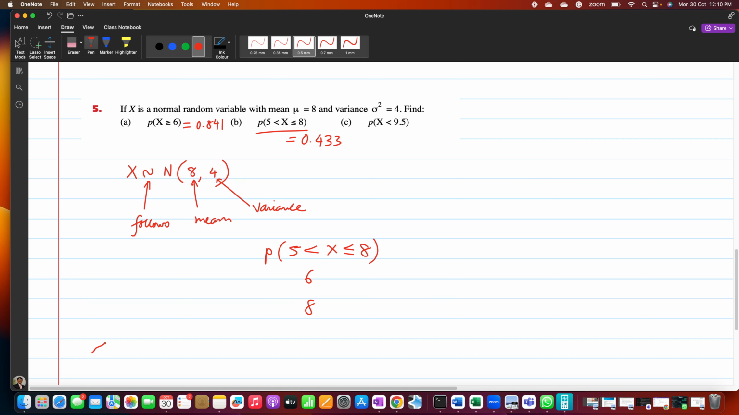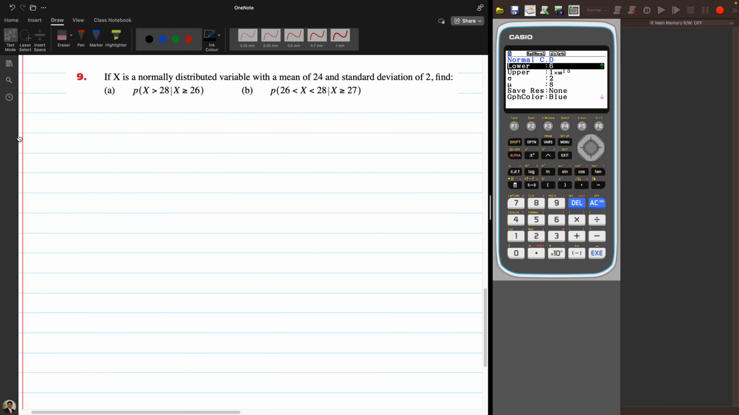Correct? So no need of doing anything over here. Here you just directly enter. Less than 9.5, lower limit? Negative 10 to the power 10. Upper limit? 9.5. Put 9.5. Consider continuous distribution. So what's your answer? 0.773? Check your answer, check your working.